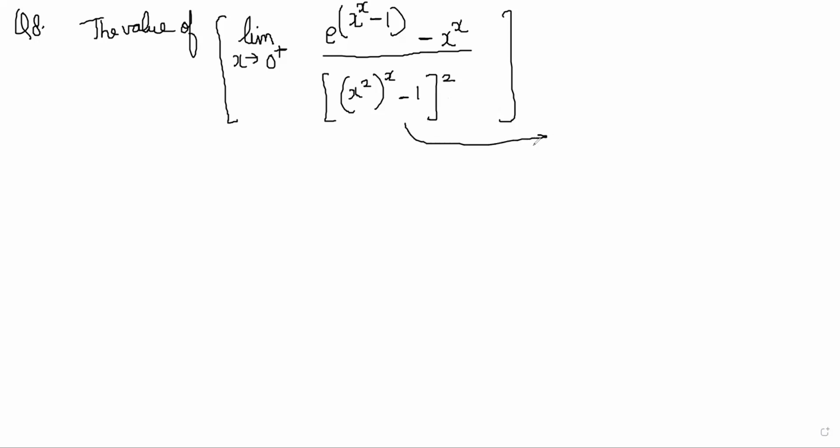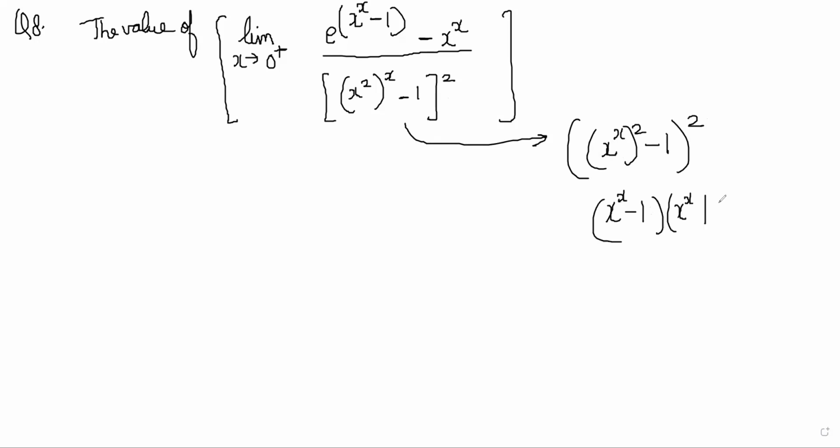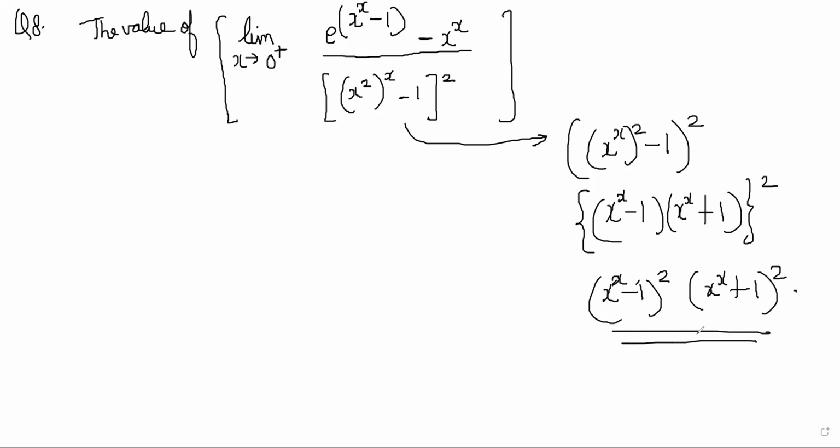See, the denominator can be written as x squared minus 1 whole square, right? That's the same thing. So this is x power x minus 1, x power x plus 1 and whole square, right? So this is x power x minus 1 whole square, x power x plus 1 whole square. So that is a better way to write the denominator.